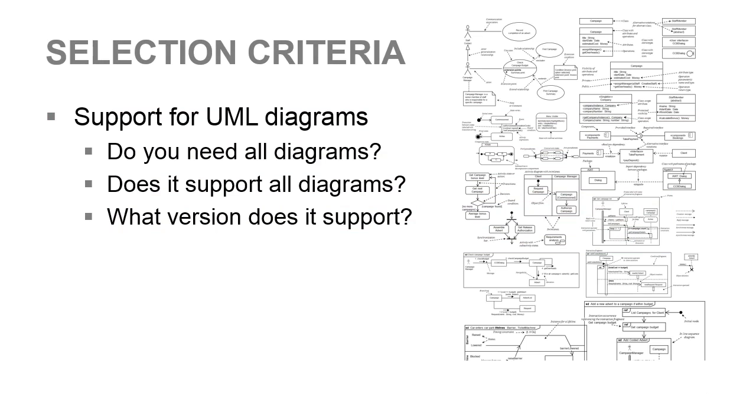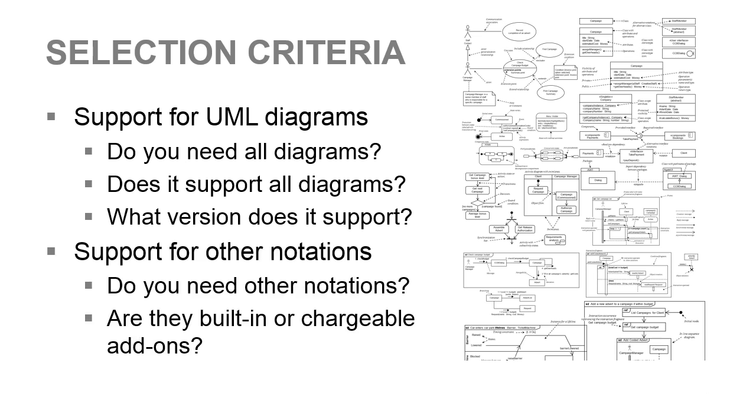The first one is about the completeness of the tool in terms of UML. Do you need all the different types of UML diagrams? If so, then you need to find a tool that supports them all. If not, then you may find a less sophisticated or cheaper tool. You should also check which version of UML is supported. While it's not always necessary to be on the very latest version, it may have an impact on the ability to interchange models with other organizations like suppliers or customers.